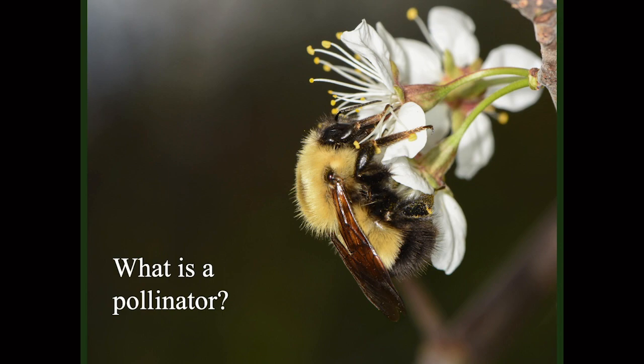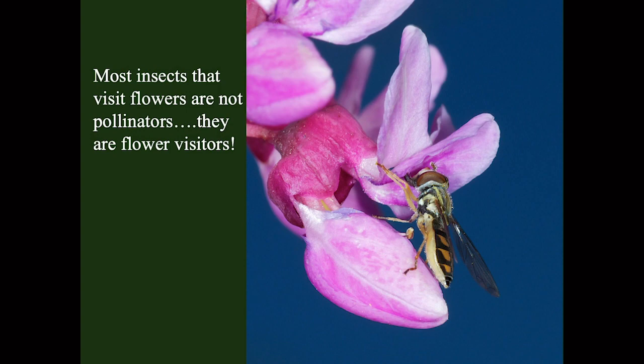You'd think we would all agree on this, but we don't. Most people see insects come to flowers and automatically they assume they are pollinators. But actually, most of the insects that come to flowers are not transferring pollen from the male part of the flowers to the female flowers. So we call them flower visitors. They are taking pollen, they are taking nectar, but they're actually not pollinating the flowers. So flower visitors are important, but if we're really going to talk about saving our pollinators, we've got to focus on the insects doing most of the pollination.